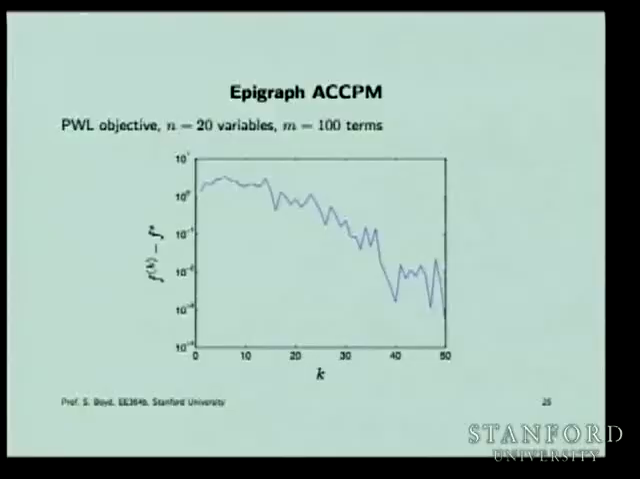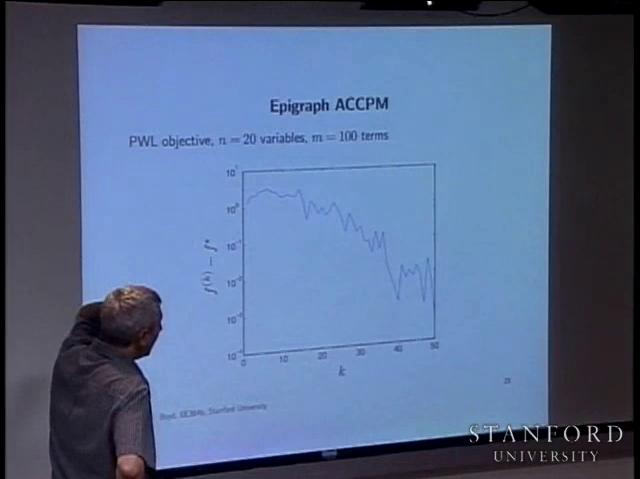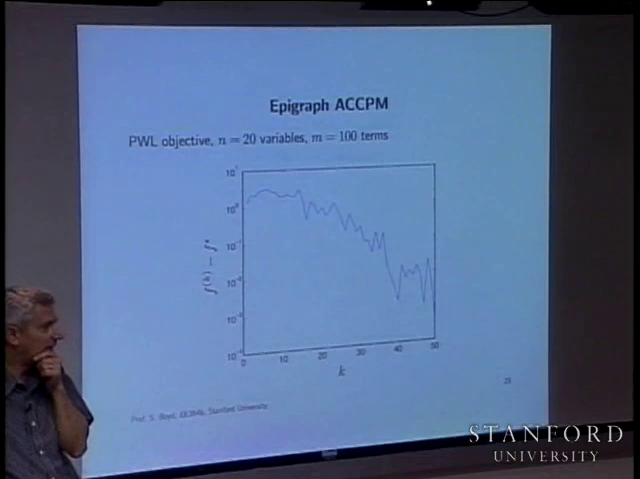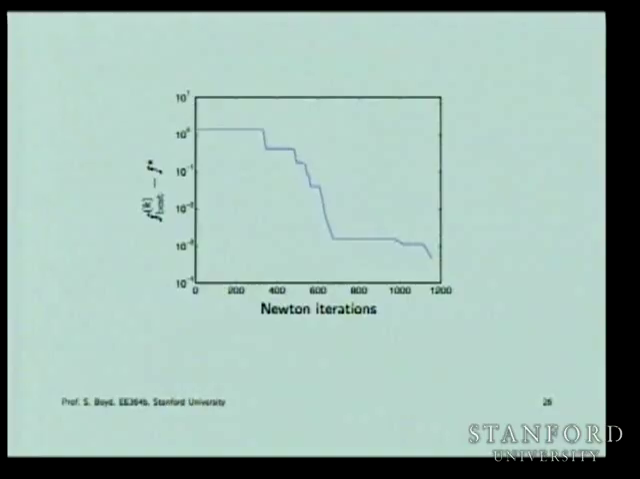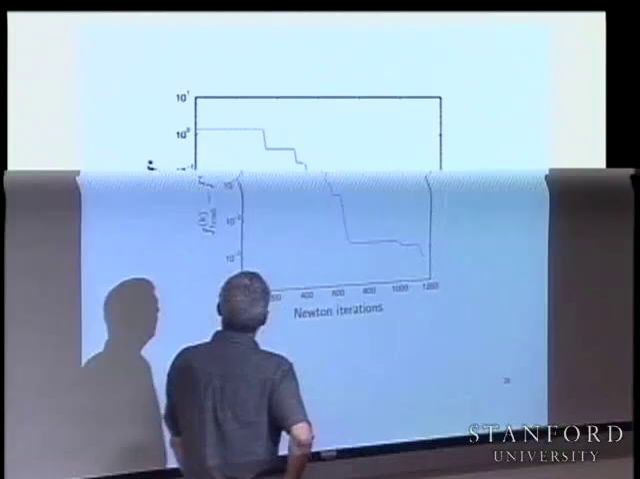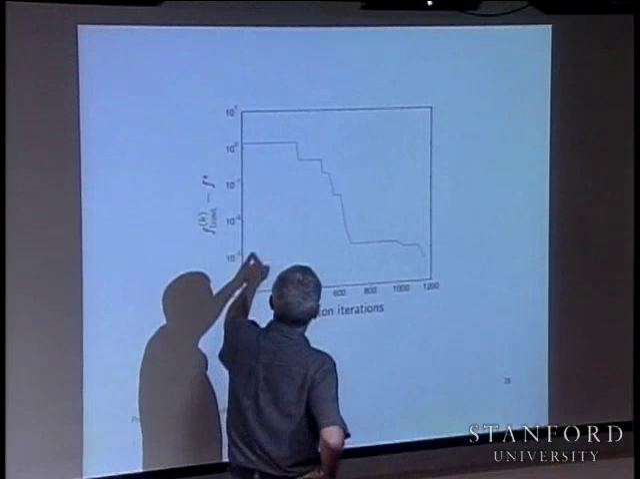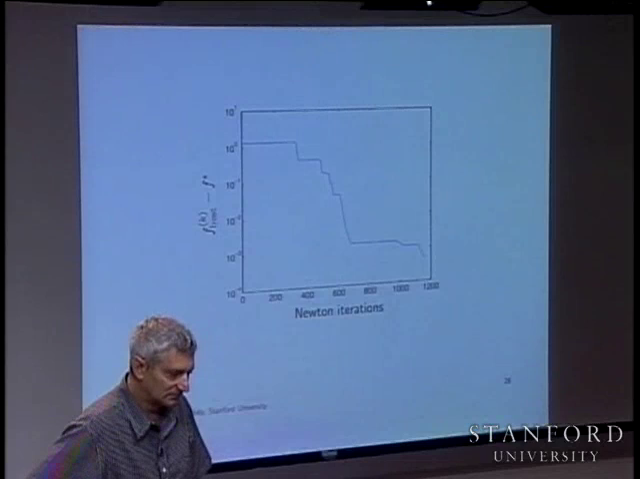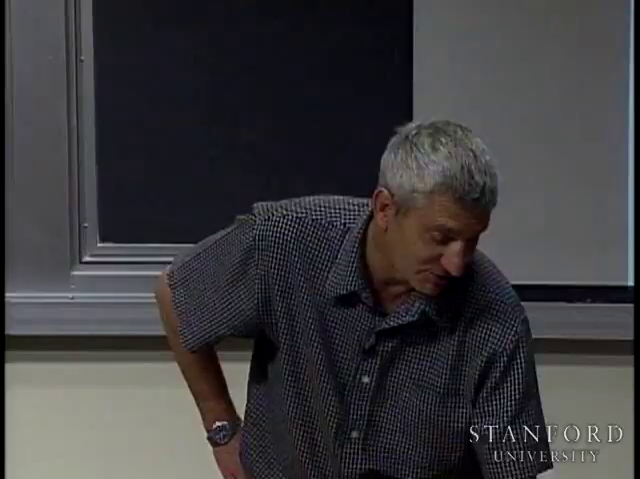Now, if you do the epigraph analytic center cutting plane method, so now you have 20 variables and 100 terms, you actually are dividing the number of steps required by just a factor of 4 or something. I don't think I'm showing F best here, am I? Yeah, there we go. So this is the epigraph one, and here's what it looks like versus Newton steps. It looks like there are points where you're doing better. And the word on the streets, as I know it, is that the epigraph method is better. I don't understand it, to be honest. I'm not quite sure why, but anyway, for whatever it's worth.